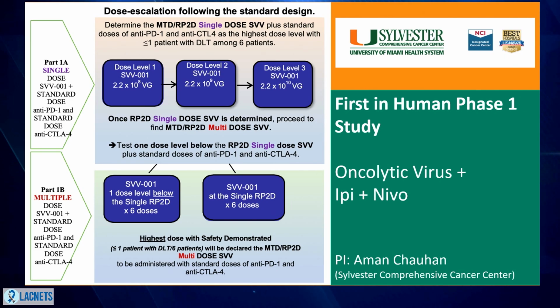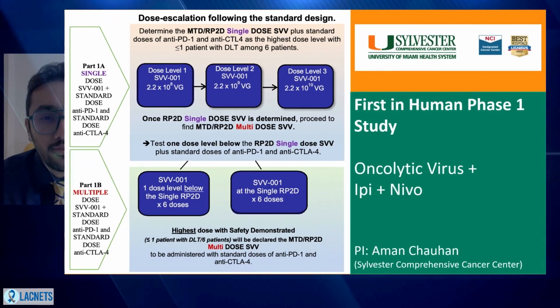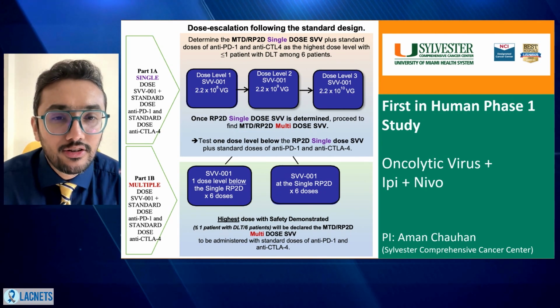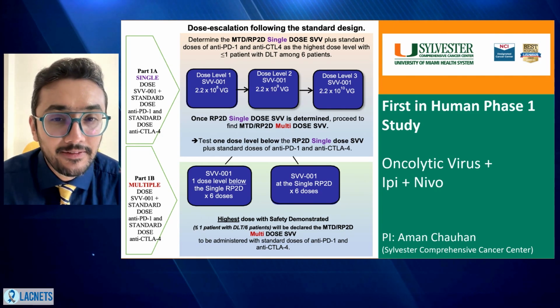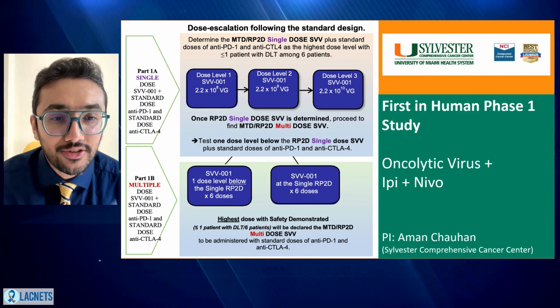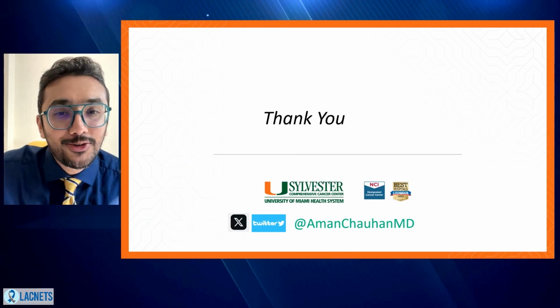So again, just to highlight that there's a lot of exciting drug development happening to fulfill this critical unmet need. We need more drugs, we need better drugs for high-grade, poorly differentiated neuroendocrine carcinomas. With that, I would like to conclude.